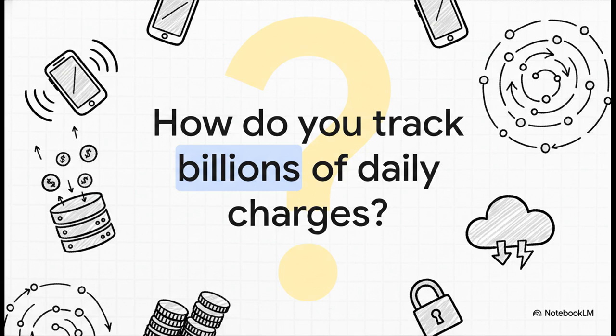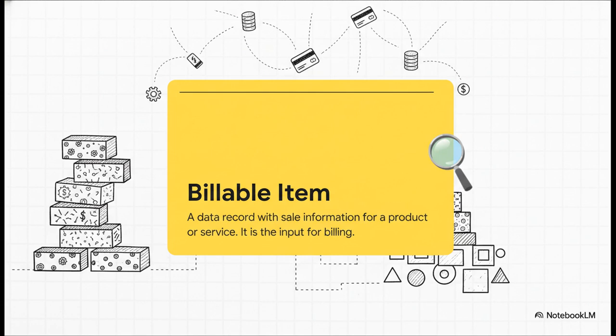And the answer, believe it or not, starts with a really simple idea. And that simple idea is called the billable item. Seriously, that's it. You can think of these as the Lego bricks of the entire billing world. Each one is just a little digital record that holds all the crucial info for one single sale or service. They're the absolute, non-negotiable foundation for everything that comes next. Billing, invoicing, you name it.